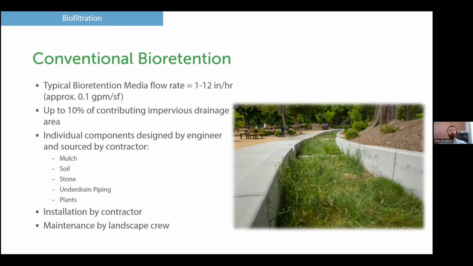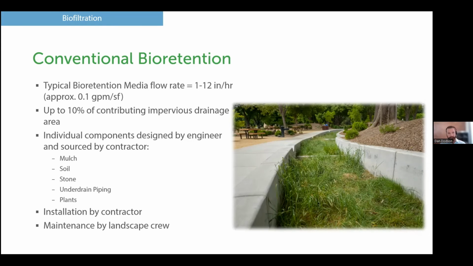The full system, including your mulch, your soil, your stone, piping, plants, all of that has to be designed by the engineer. On top of that, everything has to be locally sourced, installed by the contractor, and then maintenance ultimately ends up falling on a landscape crew. And we'll get into maintenance a little bit at the end. So it just shows you all the different parts and pieces that you need within a conventional system.